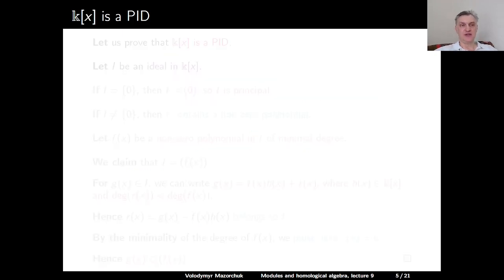Now let us similarly show that the ring of all polynomials in one variable over a field K is a principal ideal domain.